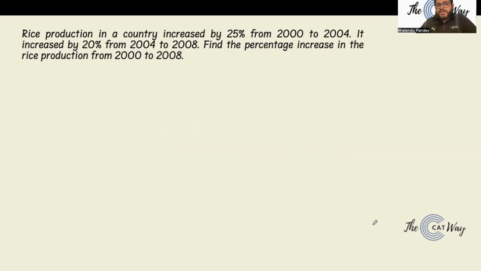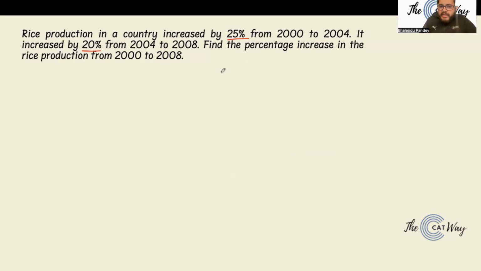Rice production in a country increased by 25% from 2000 to 2004. Now it increased by 20% from 2004 to 2008. Find the percentage increase in the rice production from 2000 to 2008. Correct? So what do we have? This is a case of successive increase. So it increased by 25% initially and then it increased by 20%.